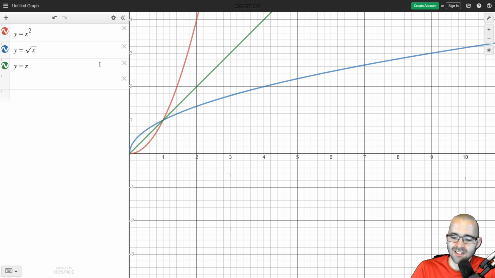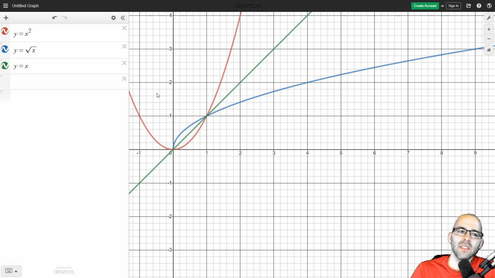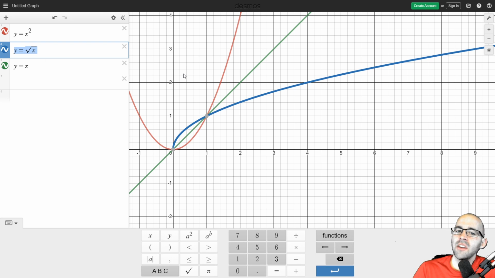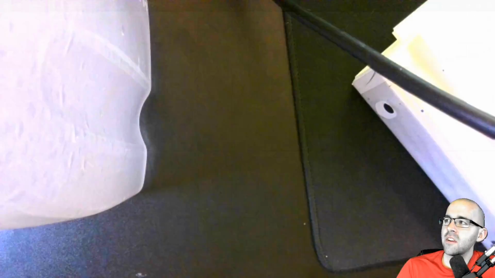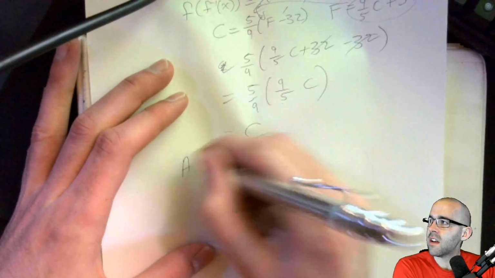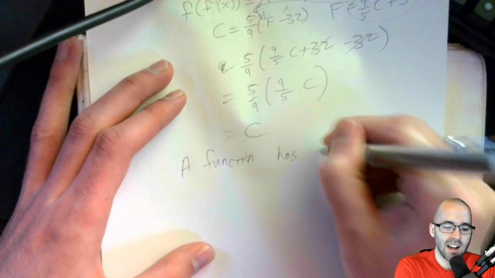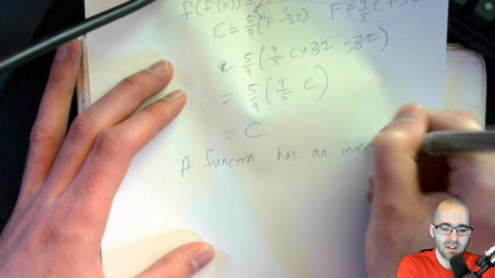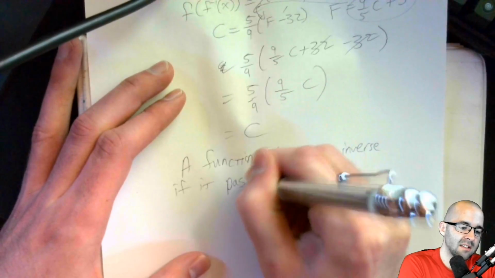So let's bring this to sines and cosines. A function will have an inverse if it passes the horizontal line test. Let's write that down. A function has an inverse if it passes the horizontal line test.